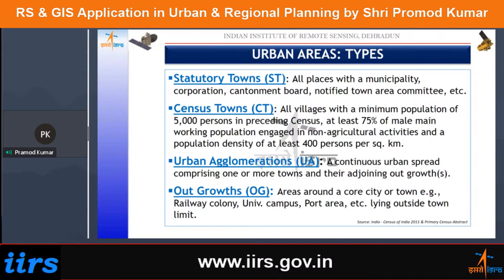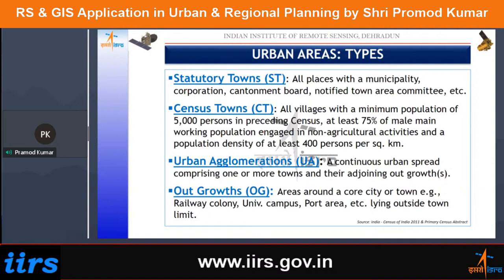The third category is the urban agglomeration, which is nothing but a continuous urban spread comprising one or more towns and their adjoining outgrowth. There are several examples. In fact, most of the metros in the country have grown much larger and encompass several towns in the periphery. They are all satellite towns in the periphery which got merged into the metropolitan region. So they are all good examples of urban agglomeration.